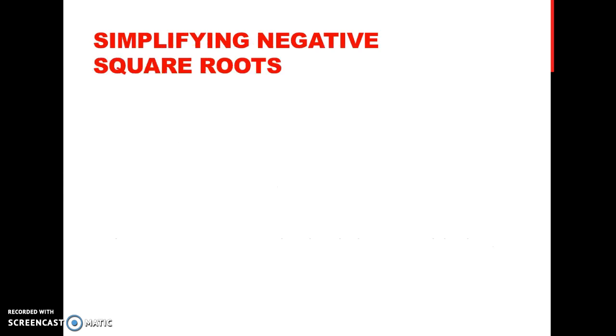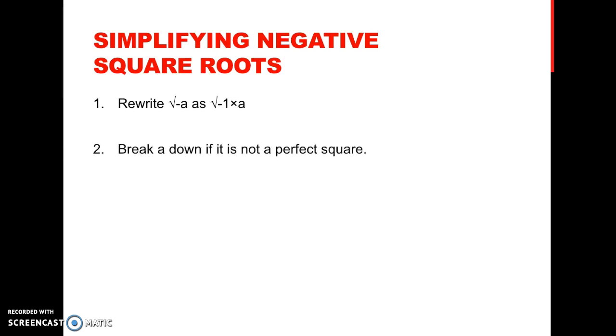So now let's simplify negative square roots. We want to rewrite the square root of negative a as the square root of -1 times a. Now we want to break a down if it is not a perfect square and simplify the radical, and remember that the square root of -1 will equal i, or our imaginary number. So let's look at some examples.